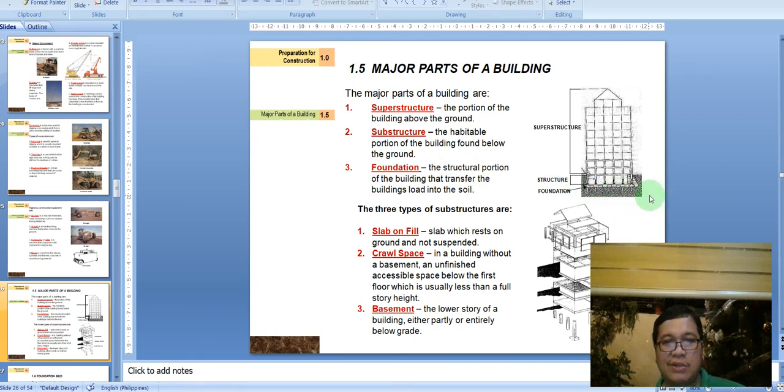Then there are three types of substructures. First, the slab on fill, a slab which rests on the ground and is not suspended. Then the crawl space, in a building without a basement, an unfinished accessible space below the first floor, which is less than a full story height. And then a basement, which is the lower story of a building, either partly or entirely below grade.